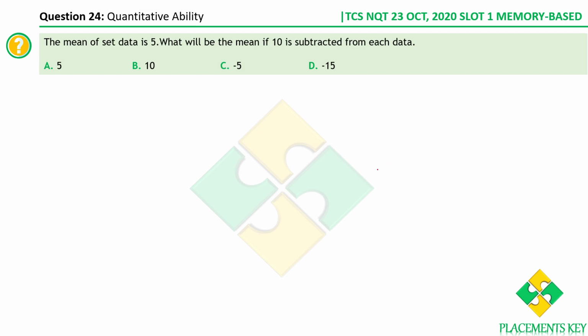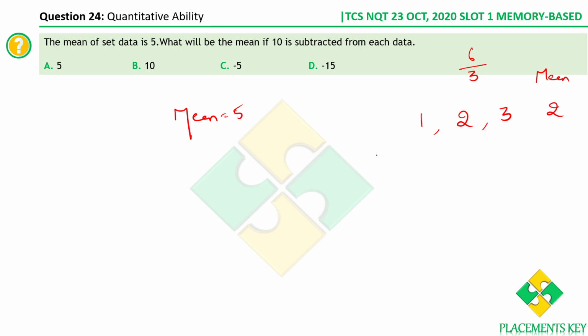So the mean of the set of data is 5. Okay, the mean is given as 5. Now what will be the mean if 10 is subtracted from each data? Let me take an example. Let me take 1, 2 and 3. What is the mean of this? Mean is sum of observations by number of observations. I don't want to explain more shortcuts in this, so let me go with the conventional way. Mean is 3 plus 2 plus 1, 6, divided by number of observations 3. Sum is 6, number of observations is 3, so you get the mean as 2.